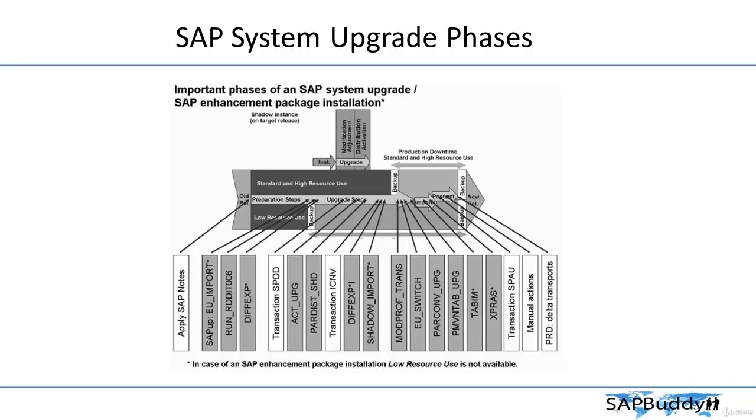After that, you will do the SPAU and the manual activities which need to be done after the upgrade, meaning to say SPDD and SPAU will be done in the development system. So if, let's say, it is a productive system, you will do the delta transport.